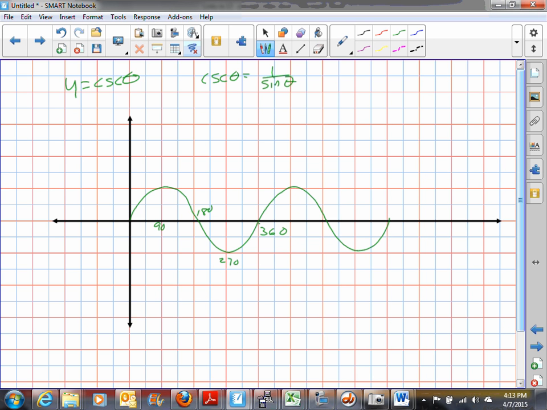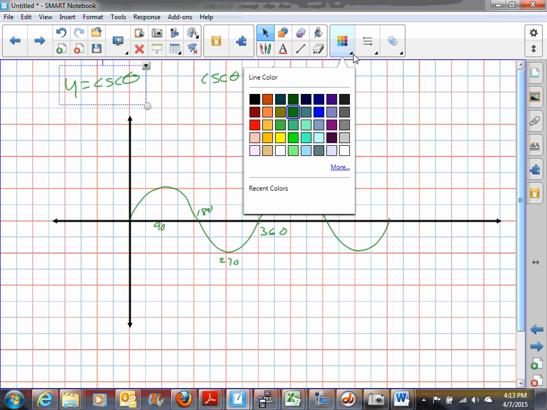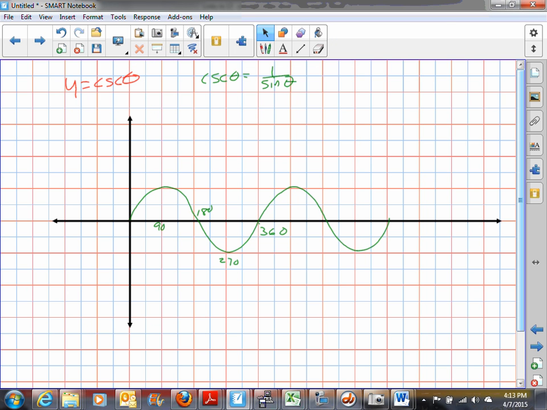All right. Now, what we want to do is graph the cosecant of theta, which is the reciprocal. The cosecant is the reciprocal of the sine. Now, if we do a couple of things, we can kind of help ourselves out here. Y is equal to cosecant theta. Let's just turn this red. Okay, now I'm going to use the red pen for the cosecant of theta stuff.